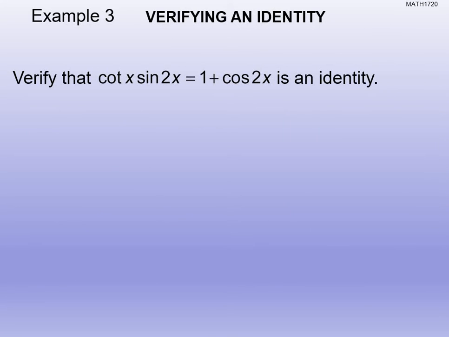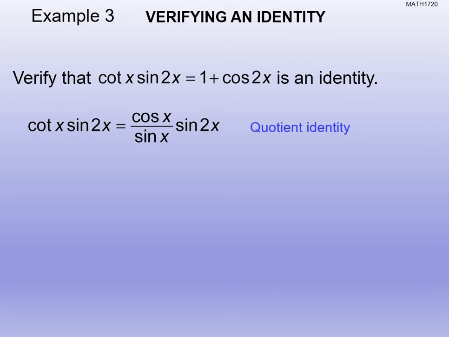All right, next step here. We want to verify the trig identity. We want to verify that cotangent of x times sine of 2x is equal to 1 plus cosine of 2x. We want to verify that it's an identity. Remember, when we choose these, we always pick the more complicated side. The more complicated side is cotangent of x sine of 2x, because 1 plus cosine 2x is the identity that we're trying to find.